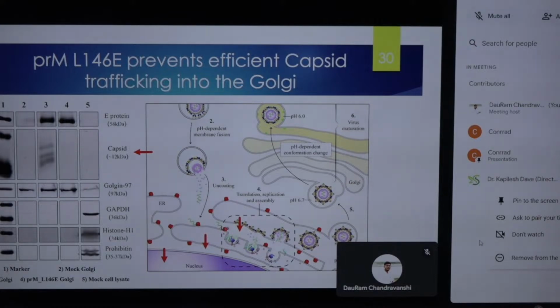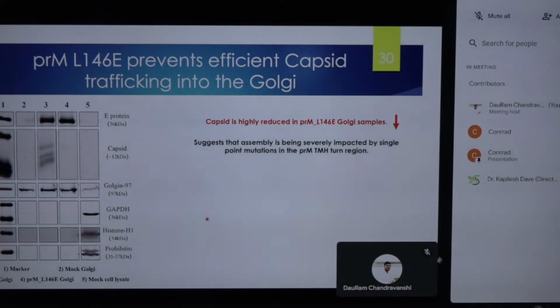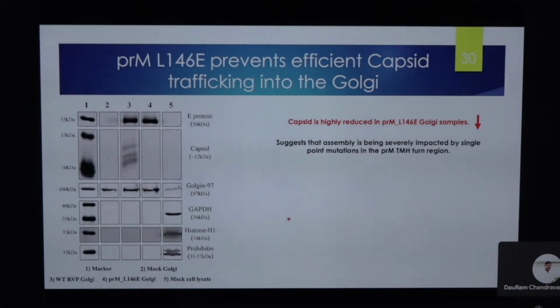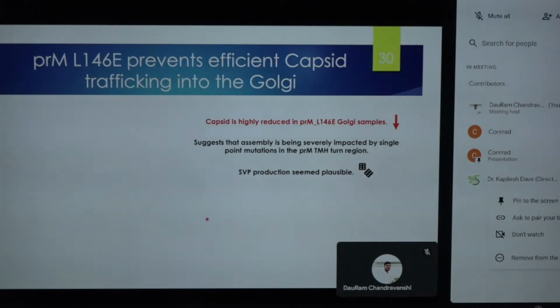We can see that capsid is in fact missing from these Golgi samples. And all of the positive controls show that the different compartments are in fact intact, and we're not seeing any bleed over from the cytosol. Now, this is encouraging because capsid is reduced in the PRM L146E Golgi samples. And that suggests that assembly is being severely impacted by single point mutations in the PRM transmembrane region. And this supports our hypothesis that SVPs are being produced.